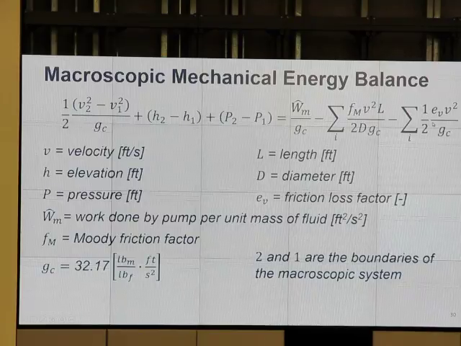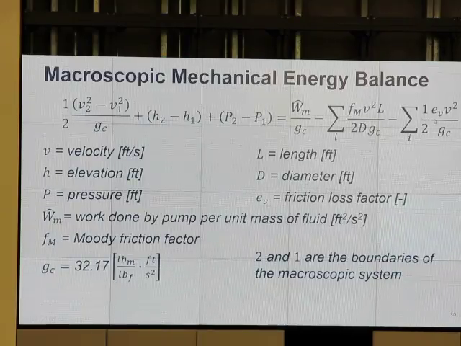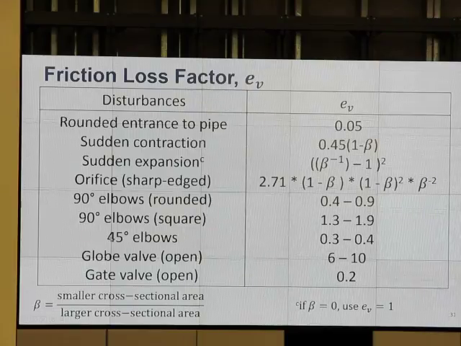E sub v. This thing is very likely to be in the exam. It is in your homework. The frictional pressure loss, accelerational pressure loss due to flow inside the fitting, elbow or 90-degree elbow, is accounted in E sub v. How much should E sub v be? This is the table: 45-degree elbow, 0.3 to 0.4. 90-degree elbow can be 1.3 to 1.4, 1.9, depending on what type, rounded or square.